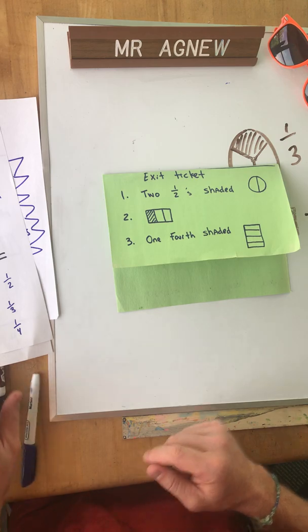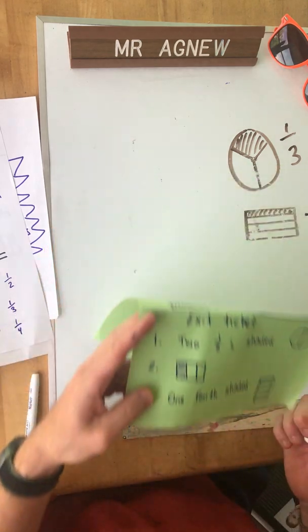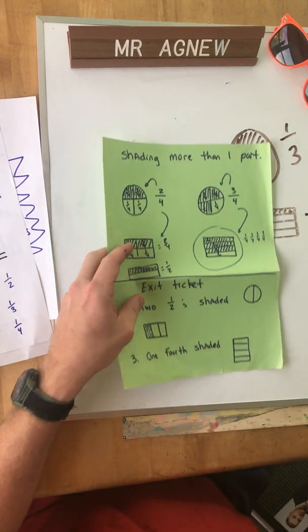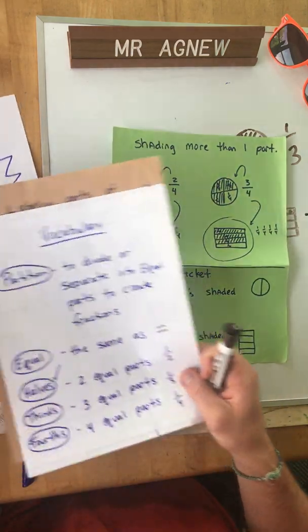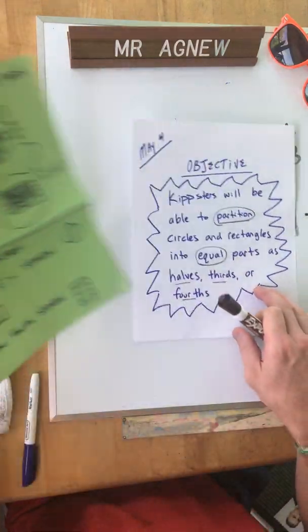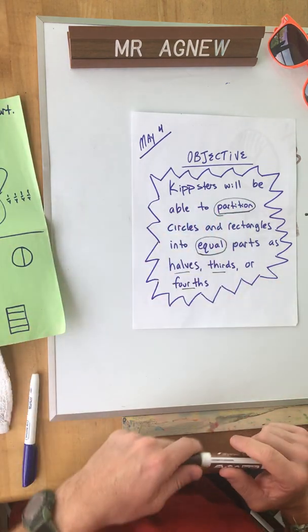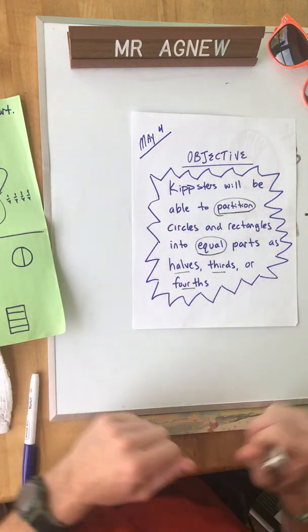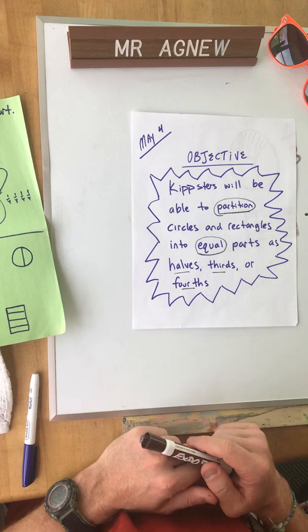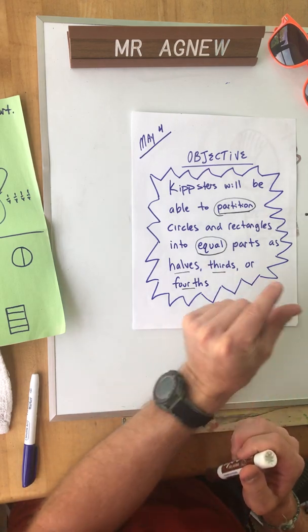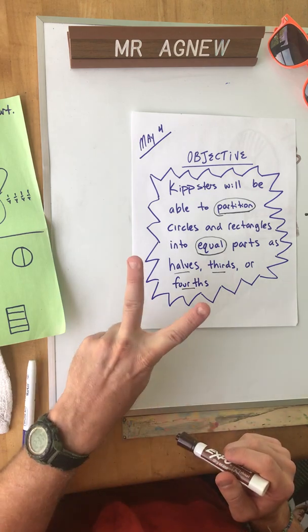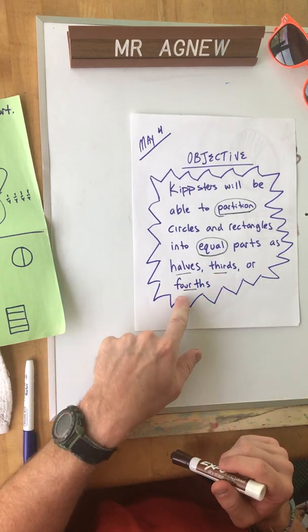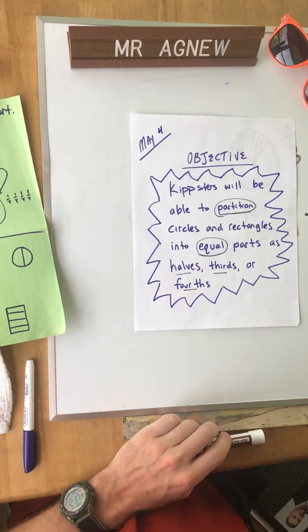Alright kids, that's it. That's what I got. We did a lot today. There's a lot on these videos. Let's go back through it real quick just in case. First thing we want to do is our objective. Partition, to divide, to separate. Equal parts, they are all the same. Every single section is the same, whether you do halves, thirds, or fourths.